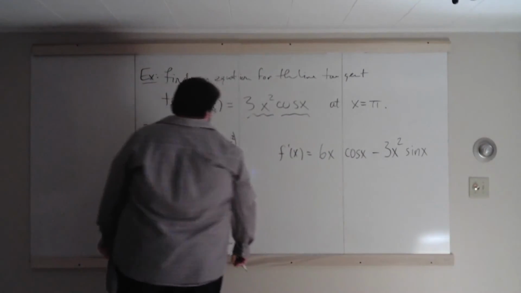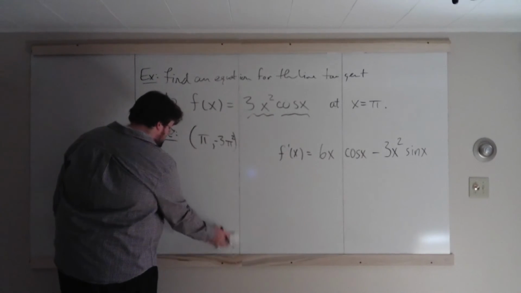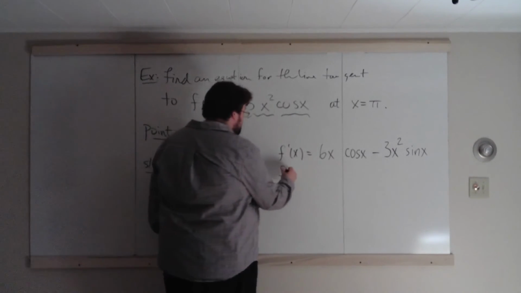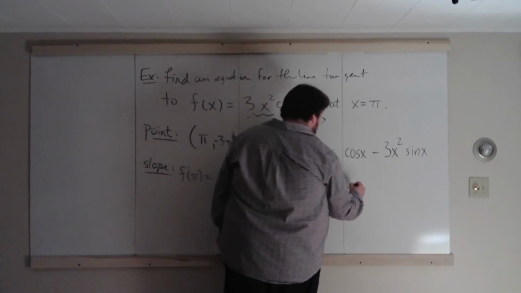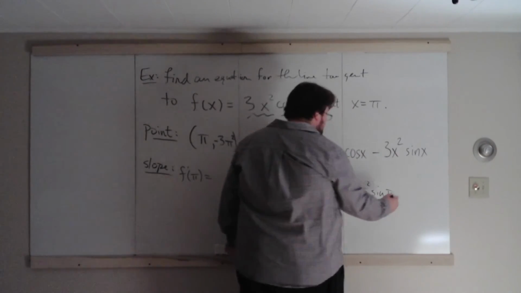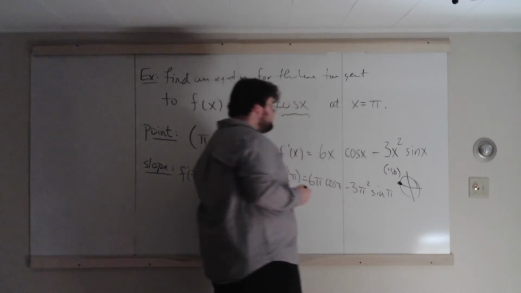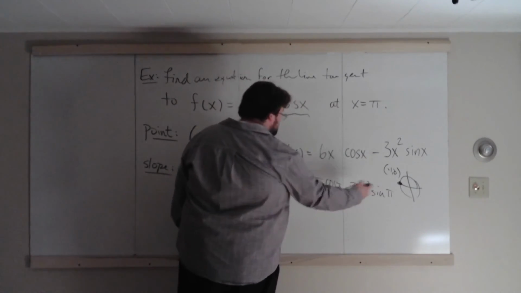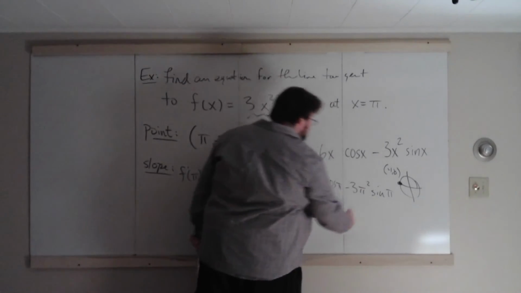So what's f prime at pi? F prime at pi equals, I'm going to write the answer here and do the side work over here. F prime at pi equals 6 pi cosine of pi minus 3 pi squared sine of pi. I shouldn't have erased that circle because I need it again. Pi is over here. Cosine of pi is -1. Sine of pi is 0. So f prime of pi is -6 pi plus 0, so just -6 pi.